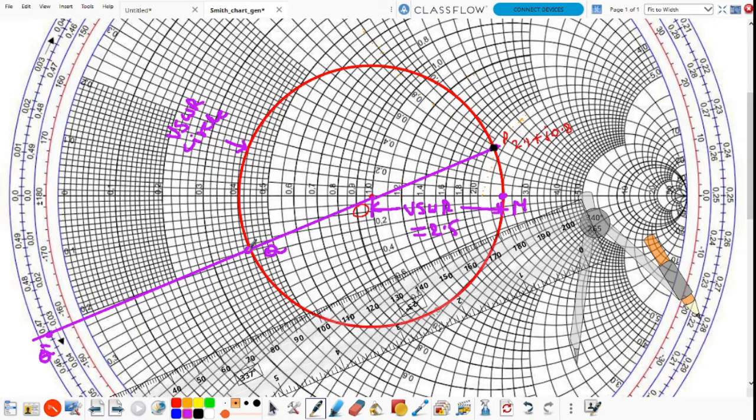At point Q, find the R equal to constant circle and the X equal to constant circle. This is 0.4 and this is 0.5, and approximately this value is 0.41. So at point Q, the resistance value is the 0.41 constant circle.